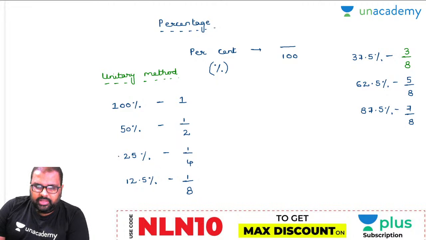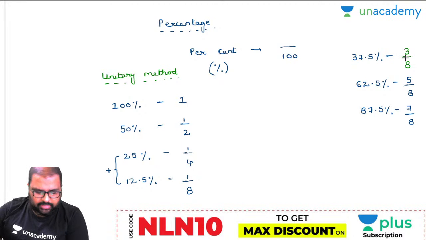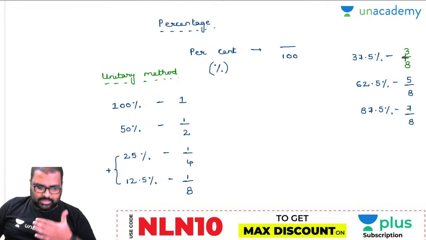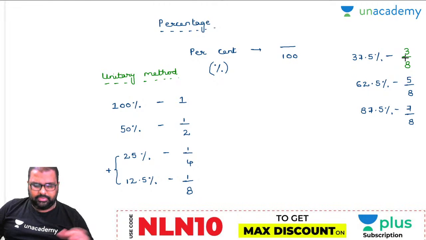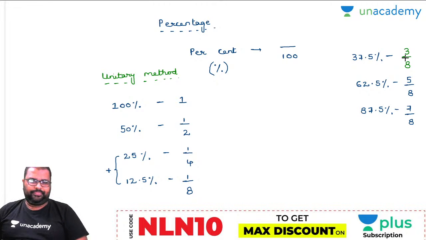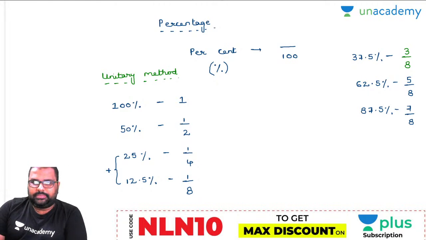There are various methods. Now if you add these two, that becomes 37.5. 1 by 4 plus 1 by 8 will always lead to 3 by 8 only. So what I am saying is my approach is the simplest one. You can use different techniques to solve. Now everybody knows about this.